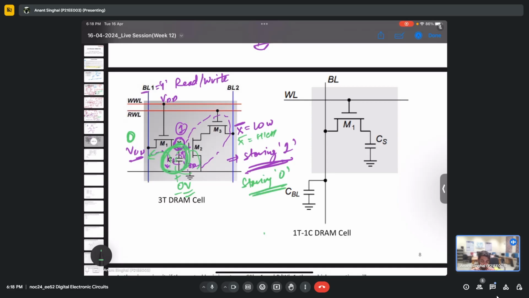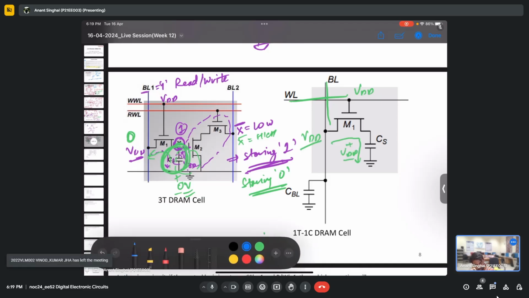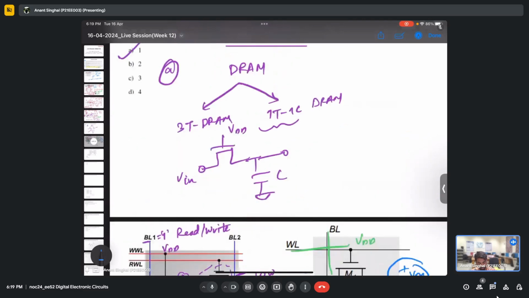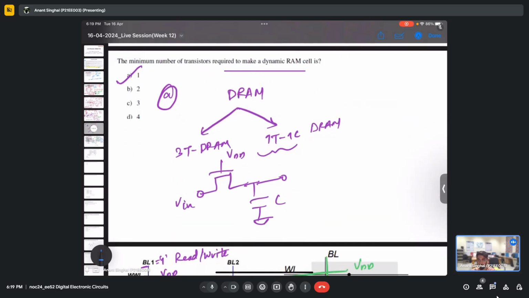So this is how this particular 3T DRAM circuit works, and a similar operation holds for the 1T 1C. We have this word line and bit line. Once both of them are 1, this will get stored here as VDD. And once we have this 0, it discharges again, and this becomes VDD and this becomes 0. Initially it was plus VDD, and then it was 0 volts. So this is how we are reading and writing 1, and this is how we are writing and reading 0. This is the very basic operation of a DRAM. So the answer for this particular question will be 1.